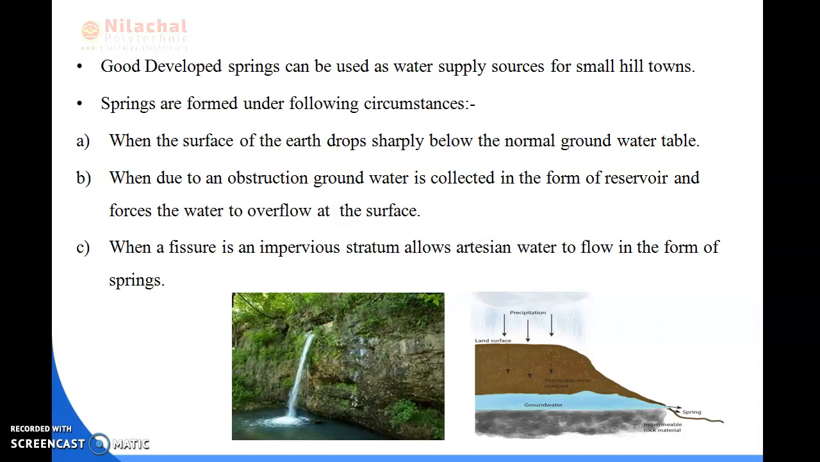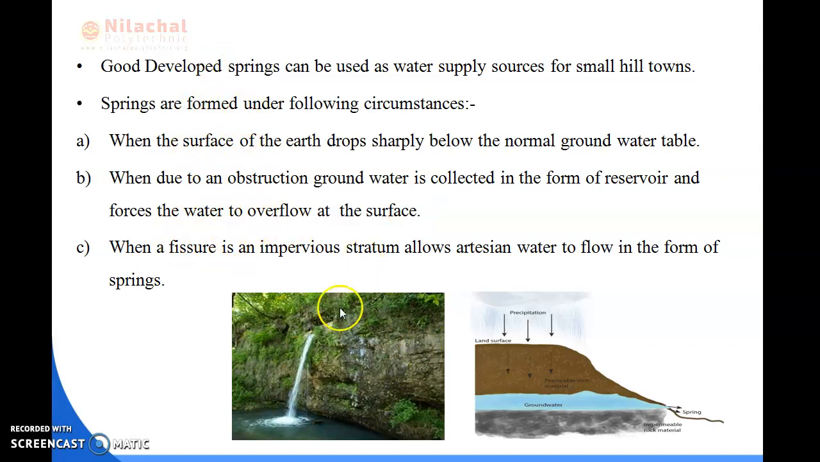So springs are formed under the following circumstances. First, when the surface of the earth drops sharply below the groundwater table. Second, when, due to an obstruction, groundwater is collected in the form of a reservoir or forces the water to overflow at the surface. And third, when a fissure in an impervious stratum allows artesian water to flow in the form of a spring.